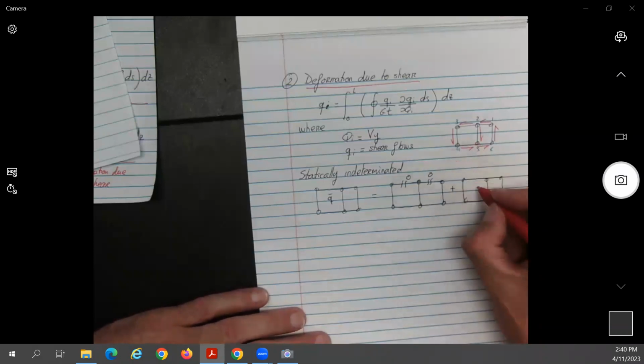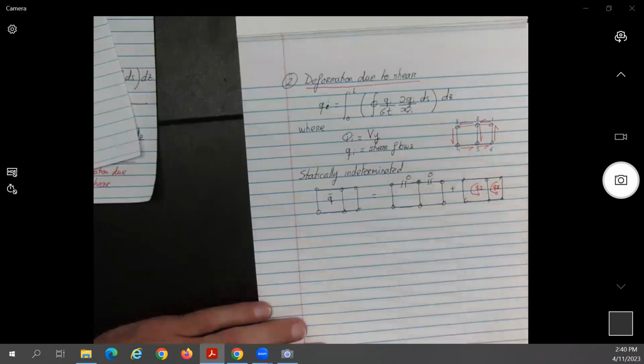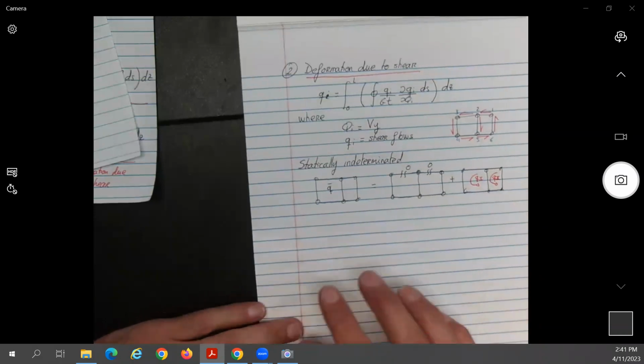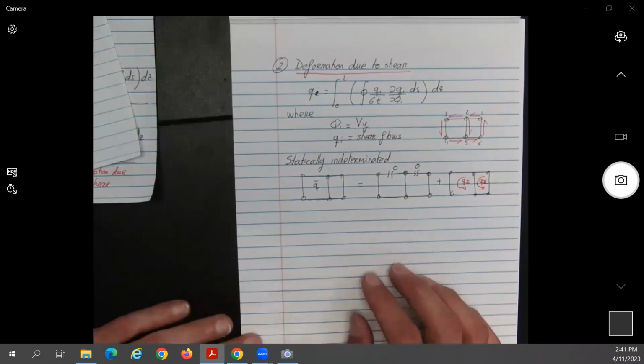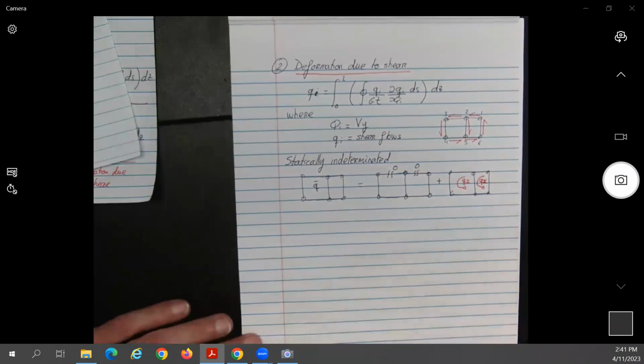We need to assume an internal shear flow, let's say Q sub 1, Q sub 2. Okay, so this is like a review. Okay, so now let's keep going. It's just routine.